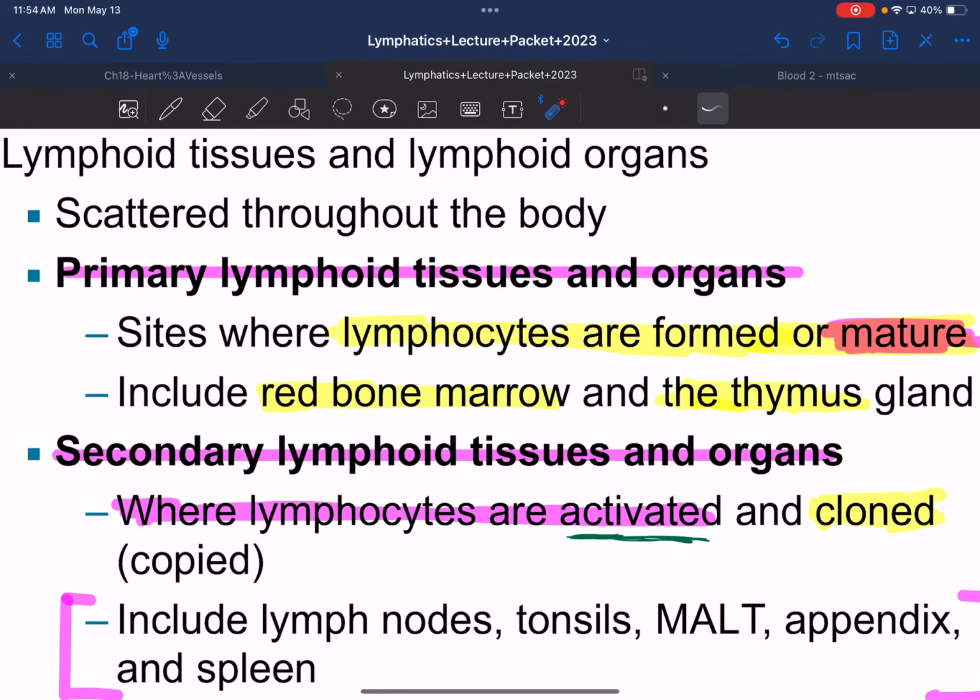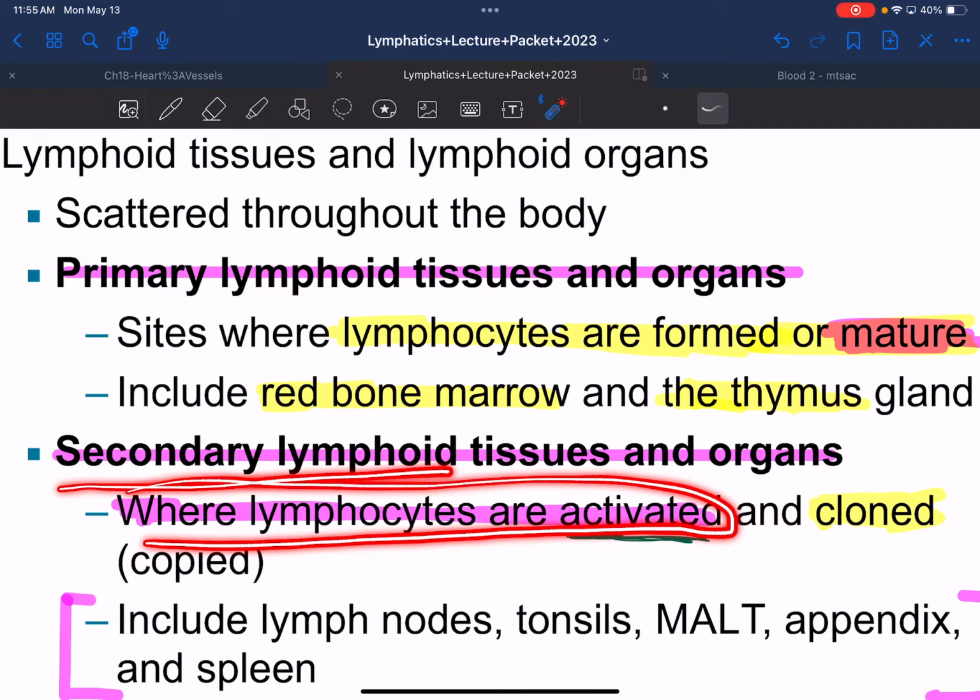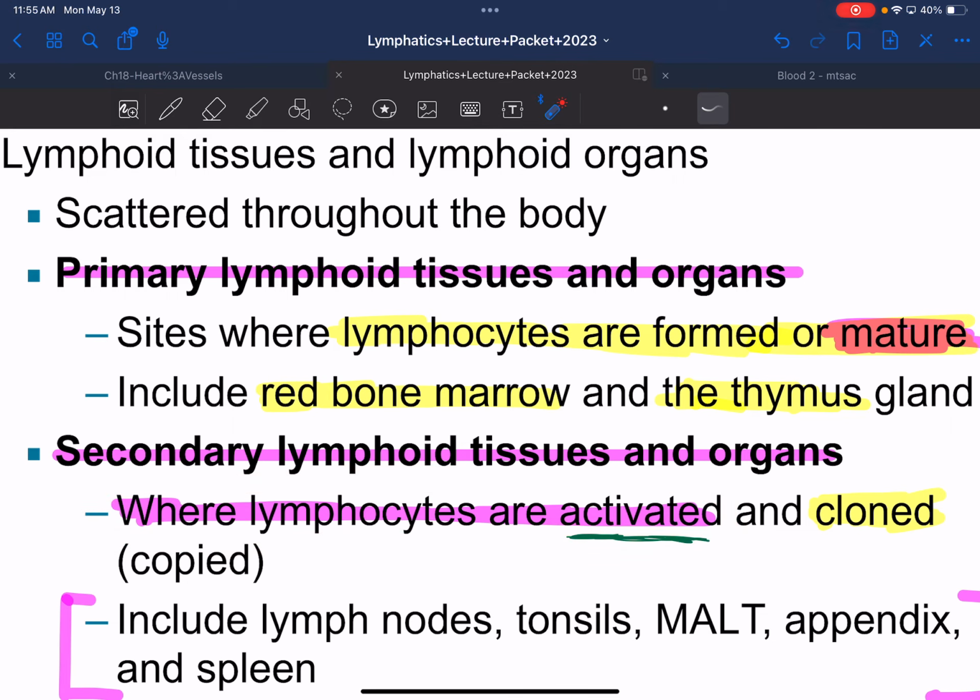But what we're going to keep in mind as we move forward is that the primary lymphoid tissues are where lymphocytes are formed or mature. But this is not the same as being on, like an on switch. They're made, but they're not switched on yet. And so that's the main difference between primary and secondary. Primary lymphoids are formed and mature, but in secondary lymphoid, that's where they are activated. So it's kind of like they're waiting to be activated, exposed to something dangerous.